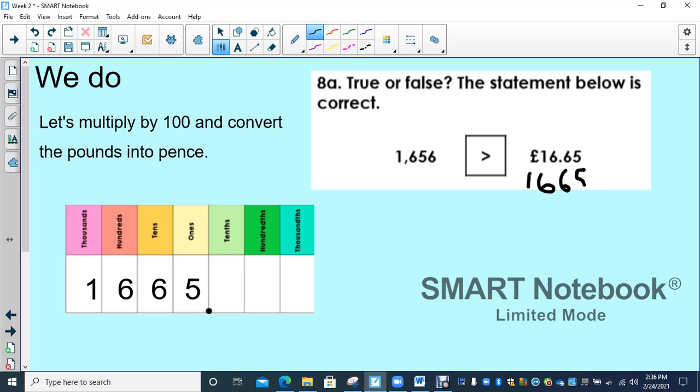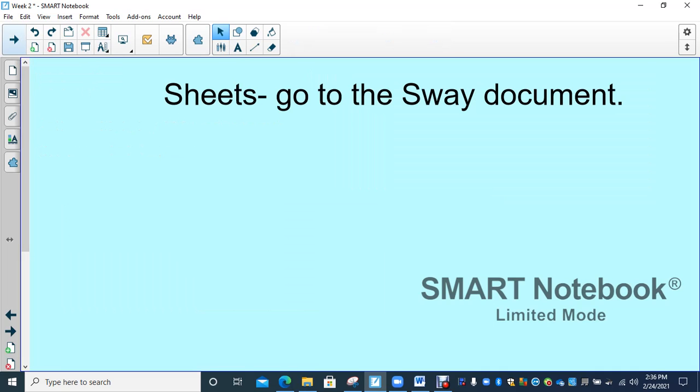1,665. So I know that this statement is incorrect because 1,665 is greater than 1,656. These numbers are very similar, but do not get distracted, guys, okay? Don't get confused just because some of those numbers look too similar. They're trying to trick us out there, those little monkeys. So we know now that 1,656 is less than 1,665.